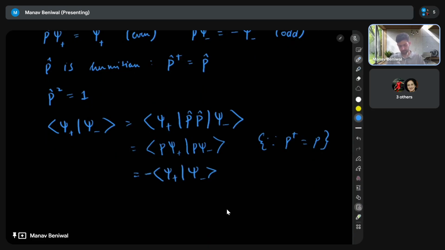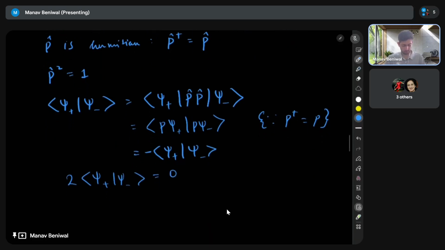Now if you compare the left hand side and right hand side, the value of psi plus psi minus is equal to minus psi plus psi minus. So I can write 2 times psi plus psi minus is 0, or simply psi plus psi minus is 0, which proves that psi plus is orthogonal to psi minus, because their inner product is 0. Therefore this statement is true.